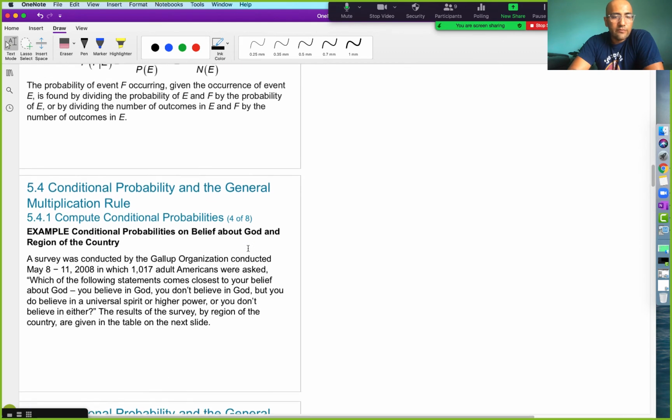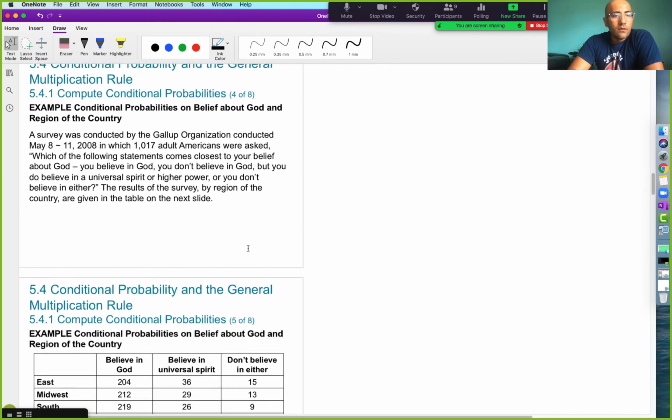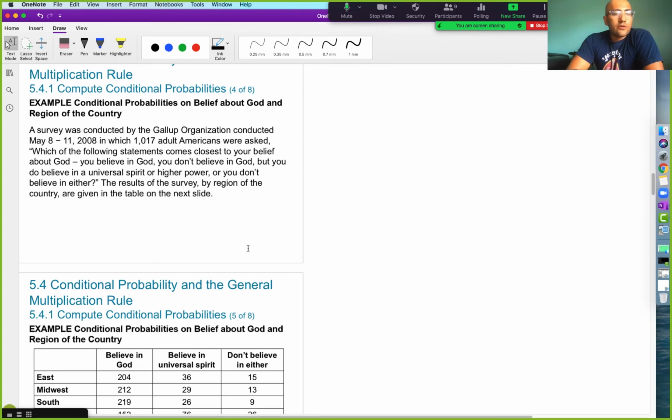Okay, let's move on to a different example. A survey was conducted by the Gallup organization, May 8th through 11th in 2008, in which 1,700 adult Americans were asked, which of the following statements comes closest to your belief about God? You believe there is a God, you don't believe there is a God, but you do believe in the universal spirit of some higher power, or you don't believe in either. The results of the survey by region of the country are given in the table below.